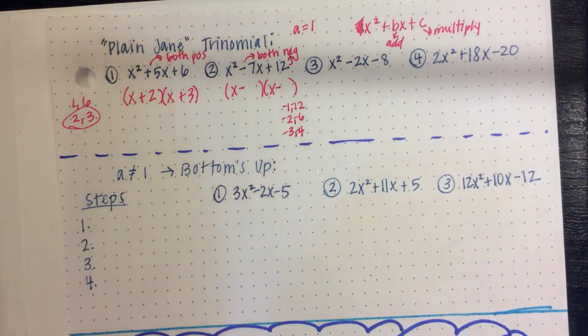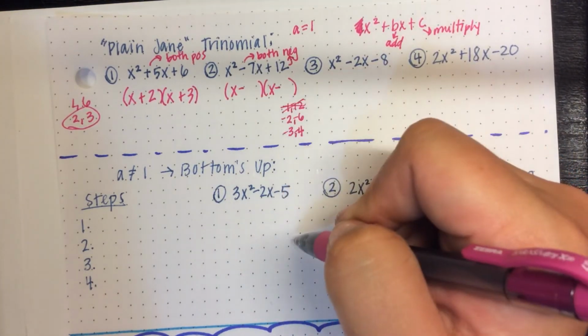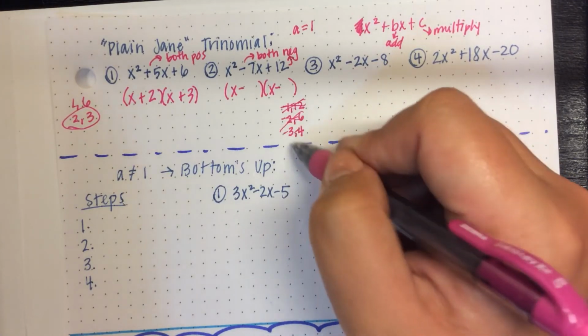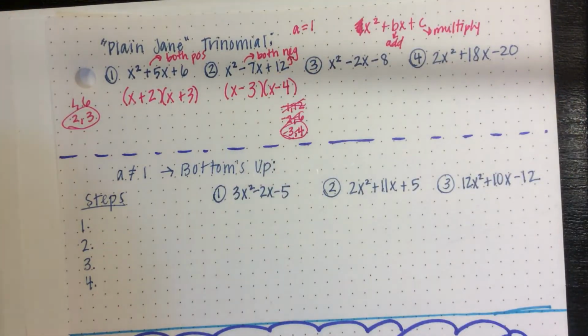So now I make these negatives. Then I add to see which one's going to give me -7. So -1 and -12, that's -13. -2 and -6, that's -8. But then -3 and -4 is going to give me a -7. So I have -3 and -4.